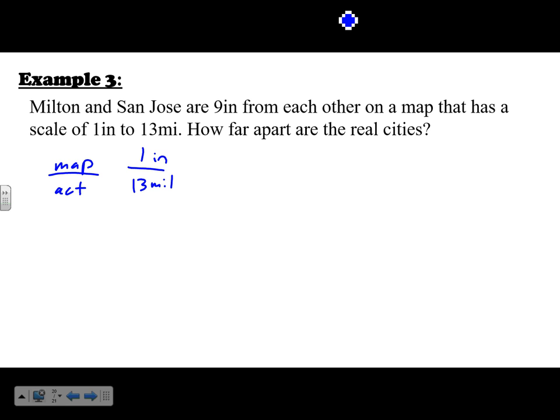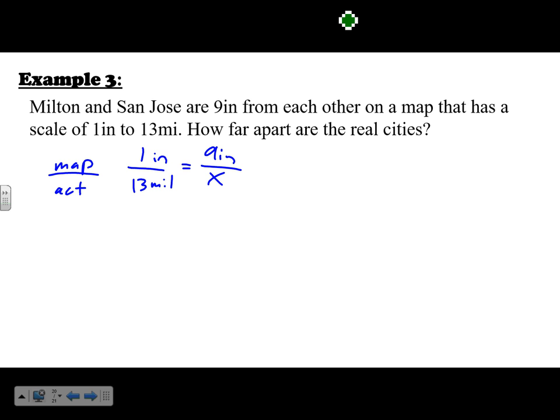And Milton and San Jose are 9 inches from each other. That's funny, because I thought those were names, and it just dawned on me those are cities. So 9 inches, because that's the scale from the map. How far away are the real, actual cities? We don't know what that is.